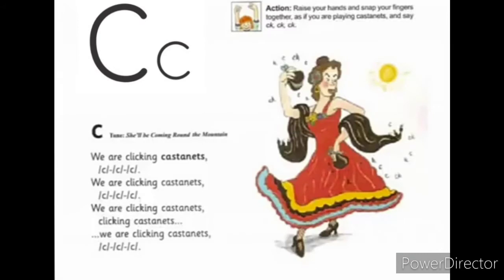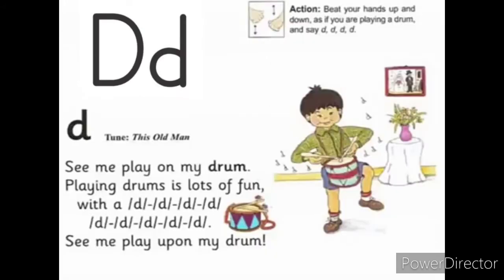This is alphabet C. We are clicking castanets, k. We are clicking castanets, clicking castanets. This is alphabet D. See me play upon my drum. Playing drums is lots of fun with a da. See me play upon my drum.